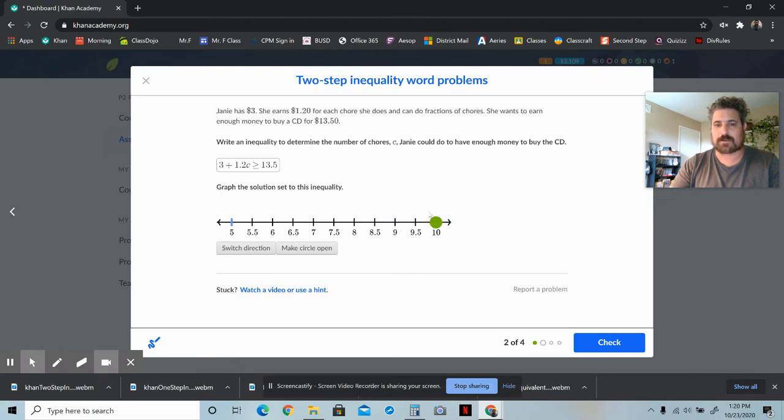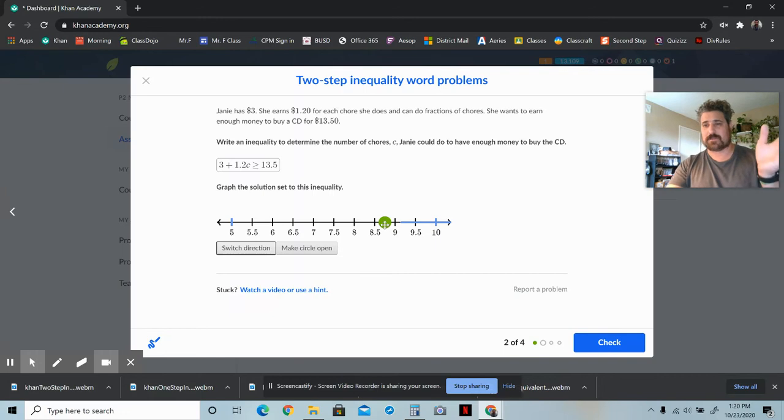And we want this to go to the right. So there's 8.75. It says switch direction. No, we don't want it to go to the left. We want it to go to the right. So let's go in the right direction now. And can she get exactly 8.75? Sure. We want a closed circle because if she did exactly 8.75 chores, she would get exactly $13.50 in all.